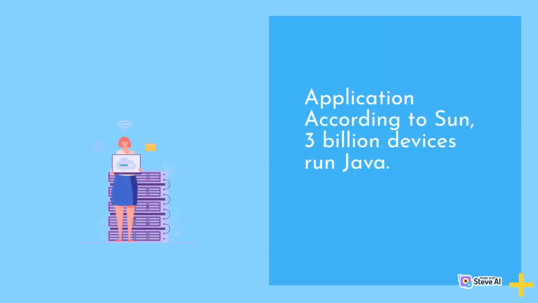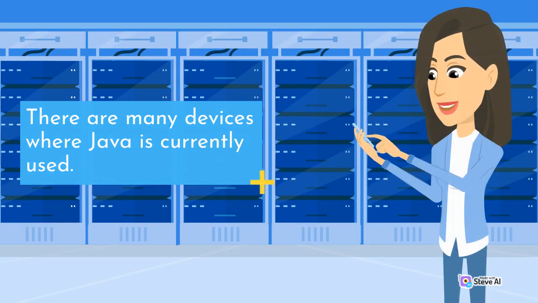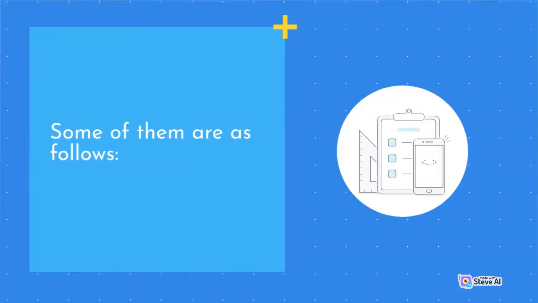Application. According to Sun, 3 billion devices run Java. There are many devices where Java is currently used. Some of them are as follows.